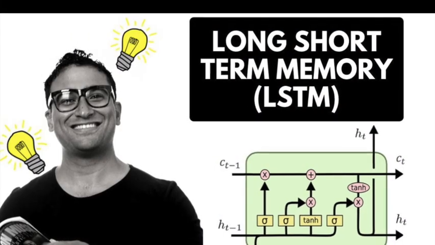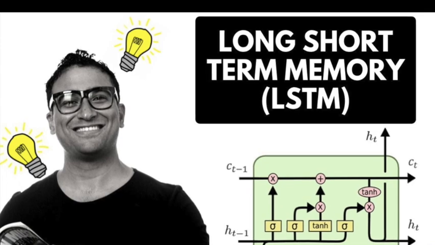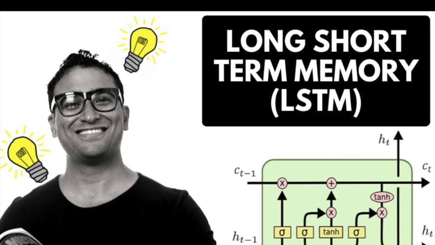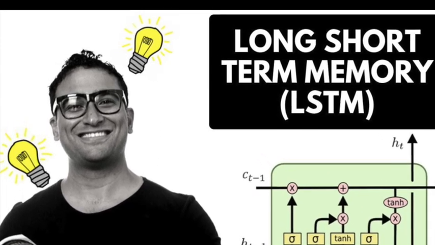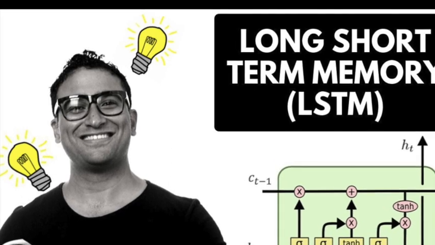So LSTM are a type of recurrent neural network RNN architecture that was specially designed to address the issue of vanishing gradients in traditional RNN.